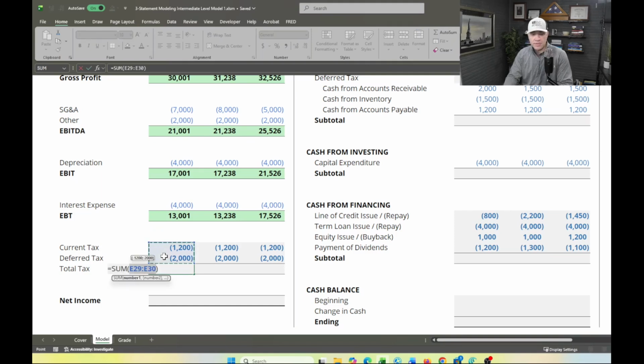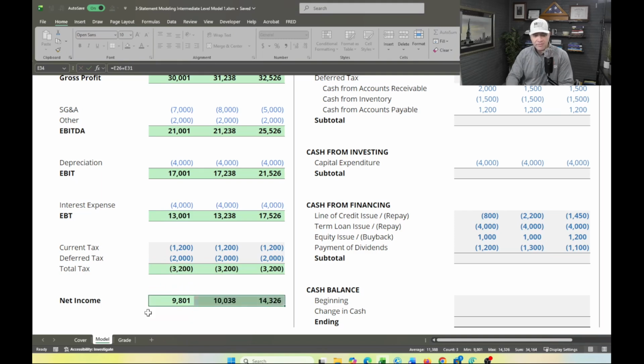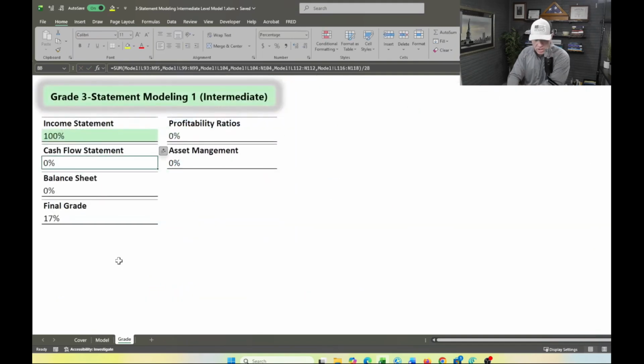I'm going to hit Alt equals. I want to get that value. I'm going to have it tab over. And then for the net income, I'm going to go equals and take the EBT, and I want to subtract out the taxes. Since taxes is already a negative, I'm going to add in the taxes, which is the same as subtracting it. And then let's go to our grade: 100% completed on the income statement.